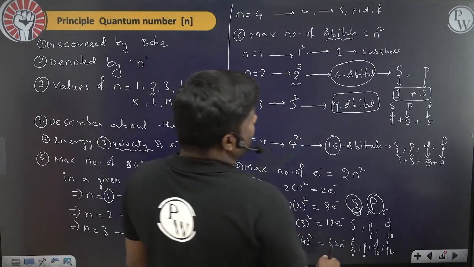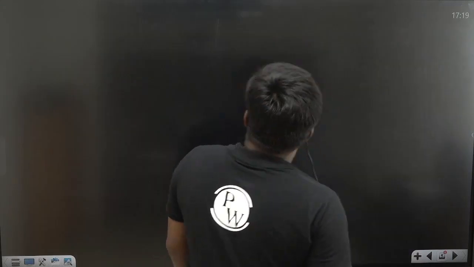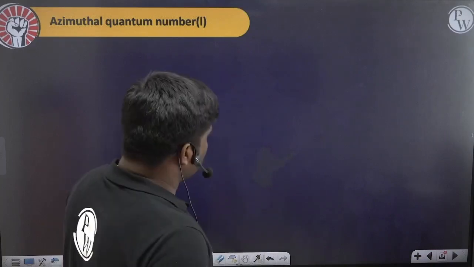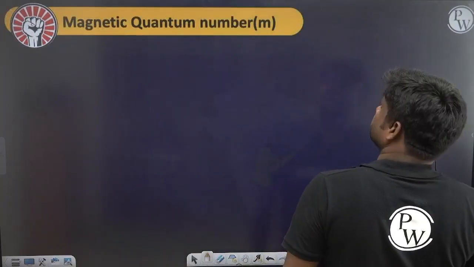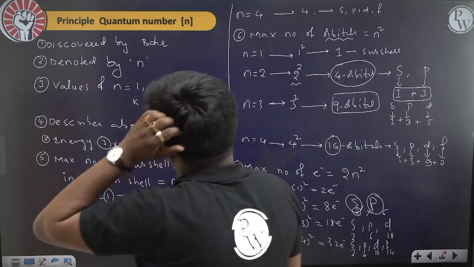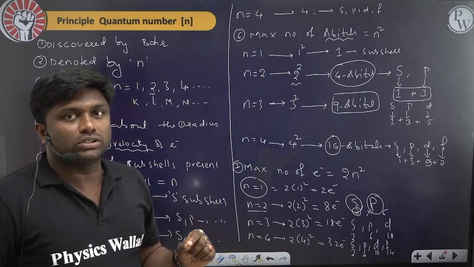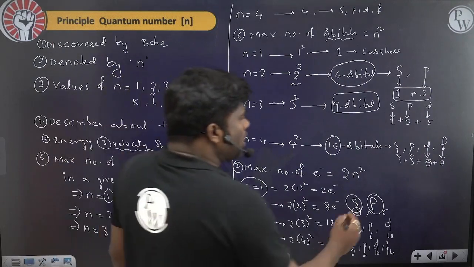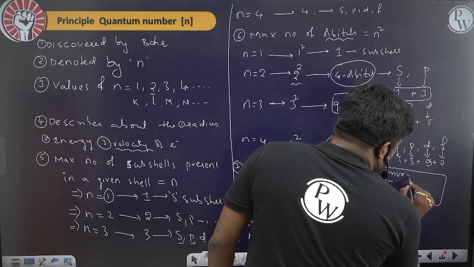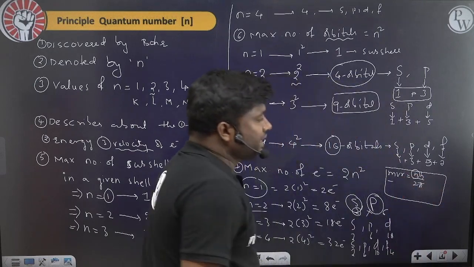And one more important point, the orbit angular momentum. The orbit angular momentum of a shell is equal to mvr equals nh by 2 pi. Orbit angular momentum mvr is equal to nh by 2 pi, where n is the shell in which the electron is present.